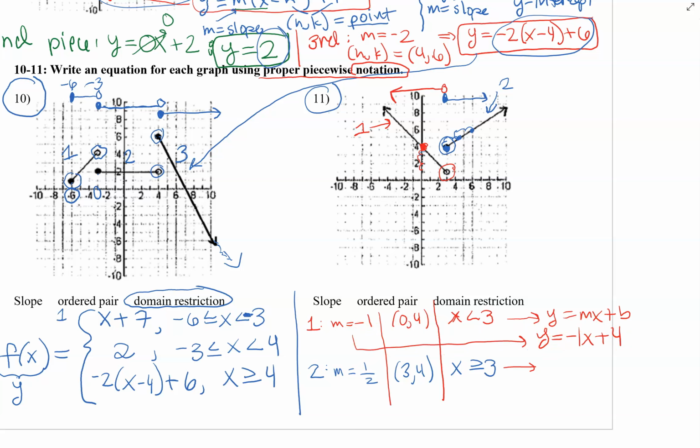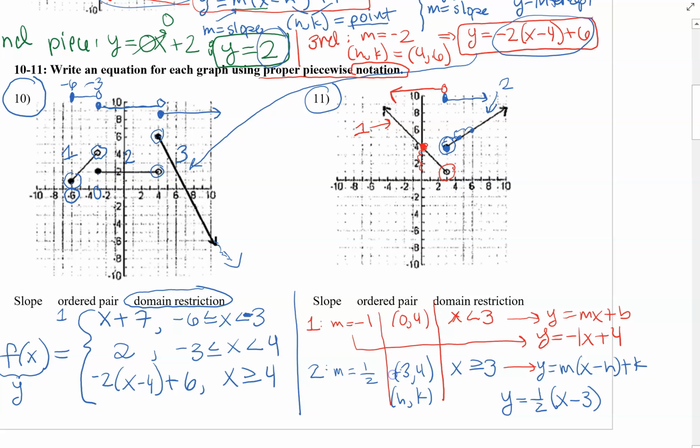And then for the second piece, I'm going to use the HK form because I don't know the y-intercept, but I do know another point. We'll think of the 3 as h and the 4 as k. And then 1/2 is our m. So then I'm going to get y = 1/2(x - 3) + 4. So remember, because we subtract h in the HK formula, the sign of this number is always opposite what it is in the ordered pair.